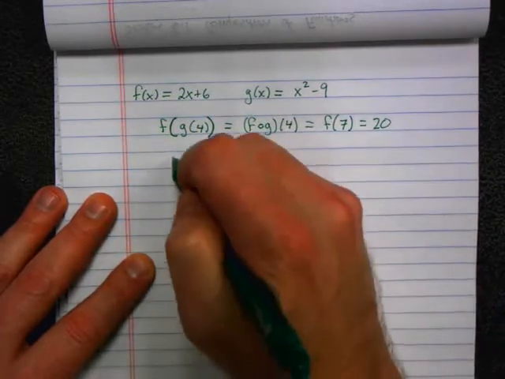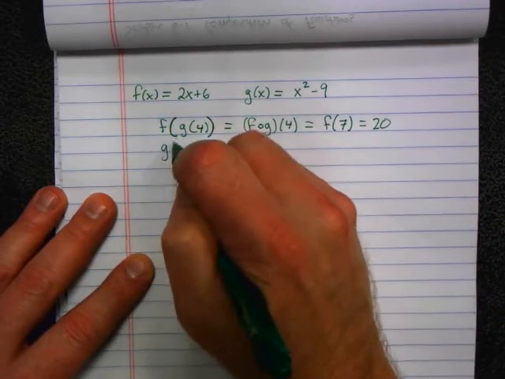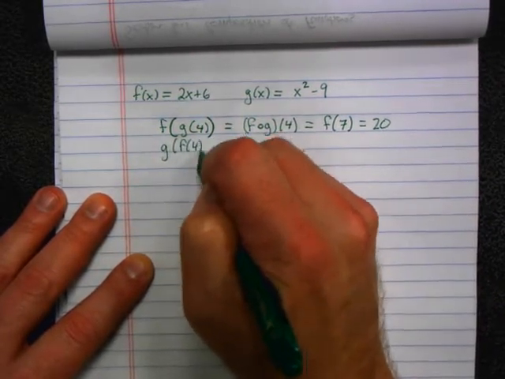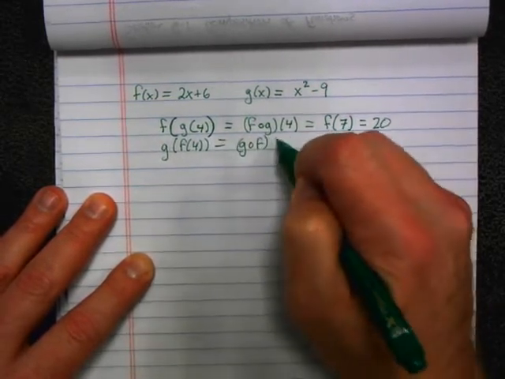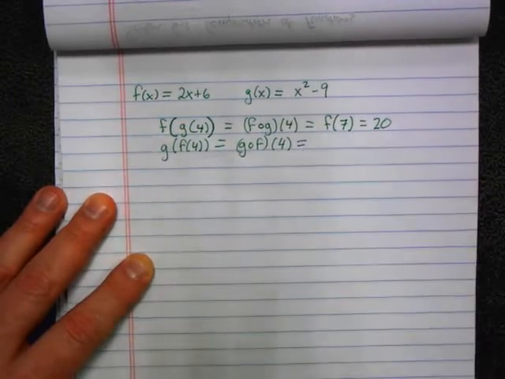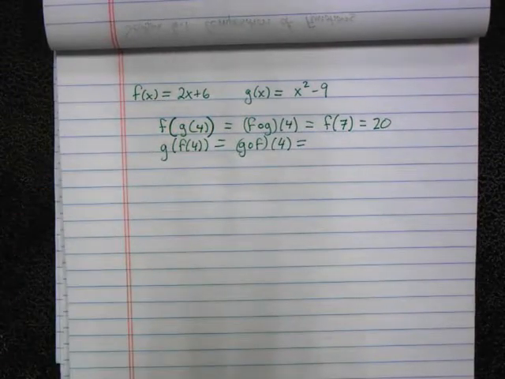How about if I switch the order? What if I put G of F at 4? Which could be written as G O F at 4. What would that mean to do? I start with the number 4, and where do I plug it in? Now I plug it into the F first.